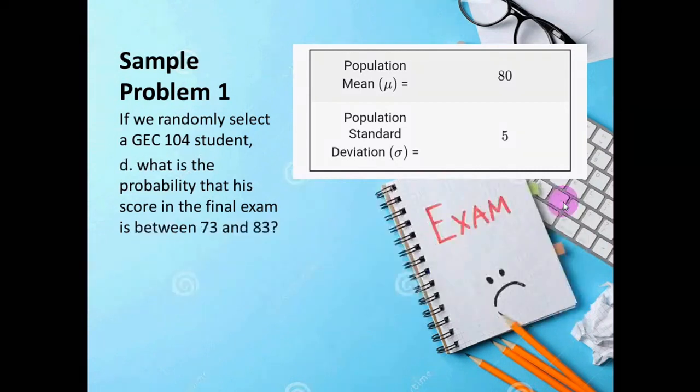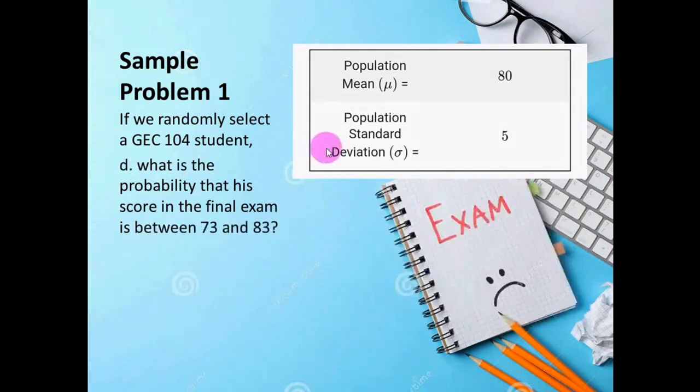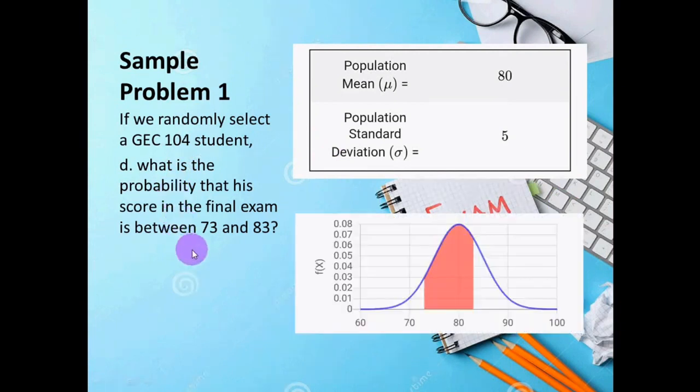Okay, now let's move to the question, what is the probability that his score in the final exam is between 73 and 83? So we have this graph of this problem. So now we are looking for the probability that his score is between 73 and 83, or equivalently, we are looking for this area here, this shaded area. So note that, again, using Microsoft Excel, we can compute for the area to the left of 73. We can also compute the area to the left of 83.